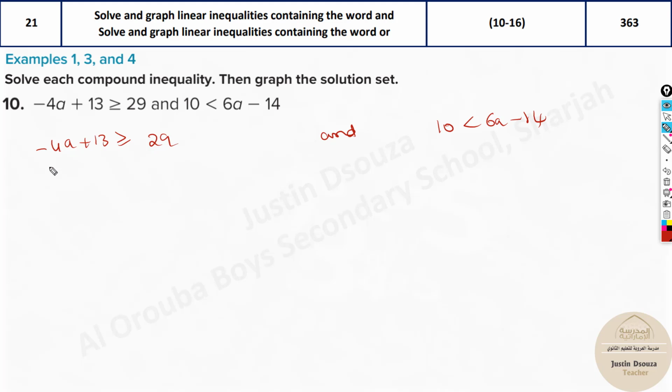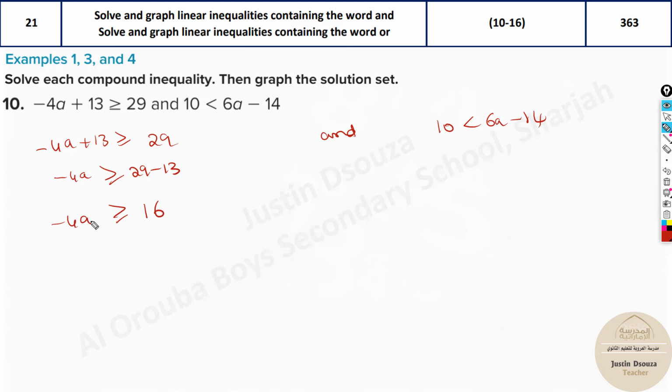Now, how do you solve it? The numbers go on one side, and the variable, leave it over here for now. So I will leave minus 4a. This 13 goes to the other side, so it will be greater than or equal to 29 minus 13. Here, you can solve one properly and then the other one. So I'll just solve this one. It is greater than or equal to, the symbol remains the same. But here it's 29 minus 13. It's 19 minus 3. That's 16. And we have negative 4a.